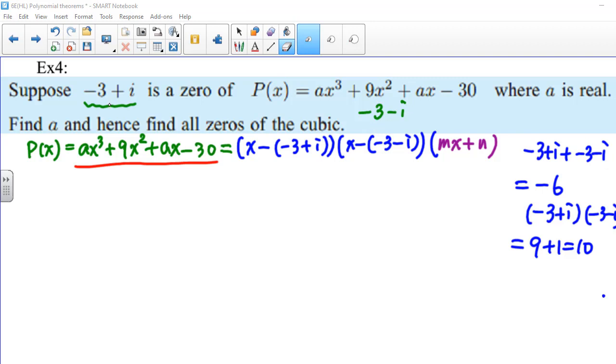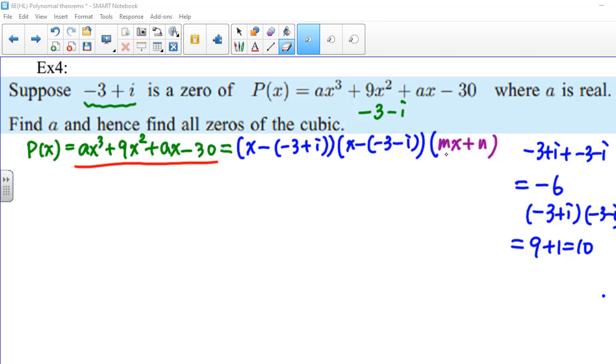When you have a complex zero, the conjugates must occur as a pair to be the zeros of this polynomial function. Since we know both negative 3 plus i and negative 3 minus i are zeros of this cubic polynomial function, we can rewrite this polynomial function as x minus negative 3 plus i times x minus negative 3 minus i. This linear factor times this linear factor should produce a quadratic factor. A quadratic factor must multiply by a linear factor again to get a cubic one. So the last factor must be a linear factor.